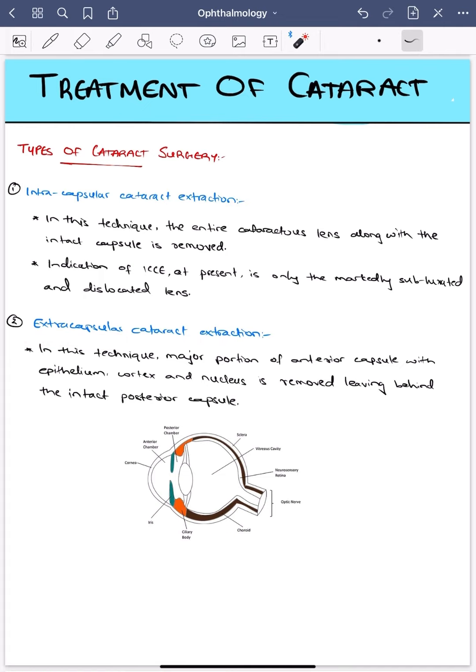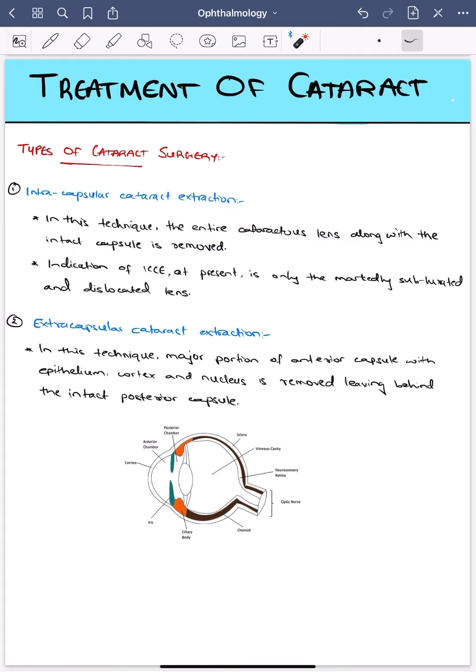Now, in intracapsular cataract extraction, the entire cataractous lens along with the intact capsule is removed. Now, this is not done presently. This was a technique used a long time ago. Now, the indication for ICCE, that is intracapsular cataract extraction, at present is only the markedly subluxated and dislocated lens. So if a patient comes to you with cataract, the mode of treatment always is extracapsular cataract extraction. Now, if that patient has a markedly subluxated or dislocated lens, then ICCE is done.